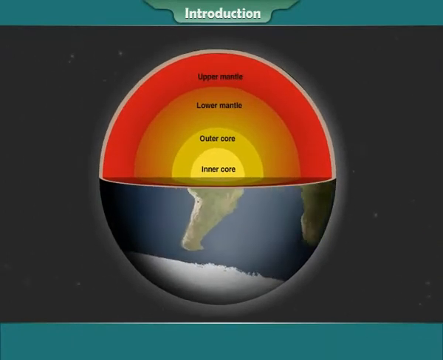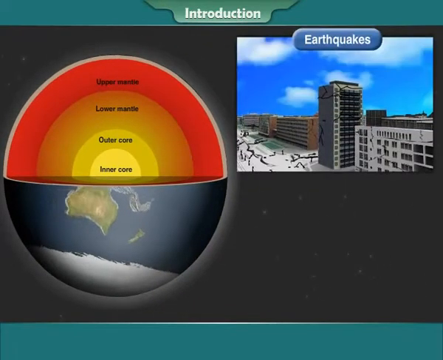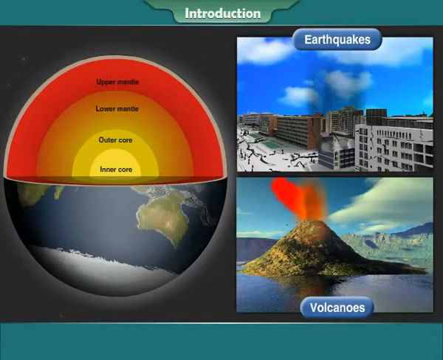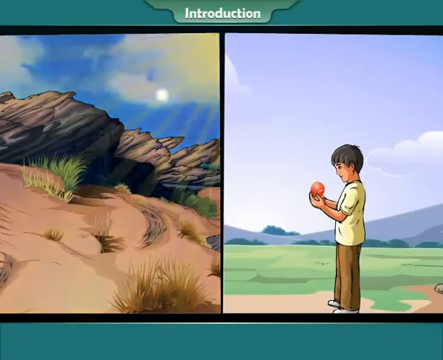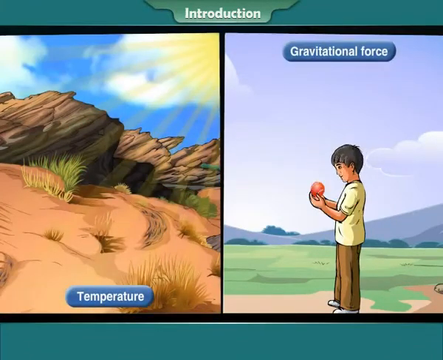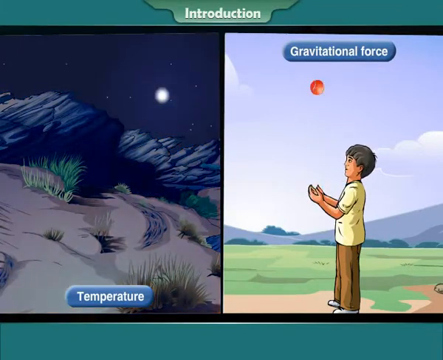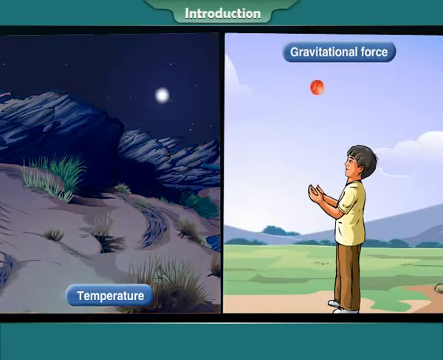Whatever information we have about the interior of the Earth is a result of the studies conducted on earthquakes and the lava that comes out of volcanoes. Besides these, studies related to temperature and gravitational force also have helped us to get some more information about the interior of the Earth.